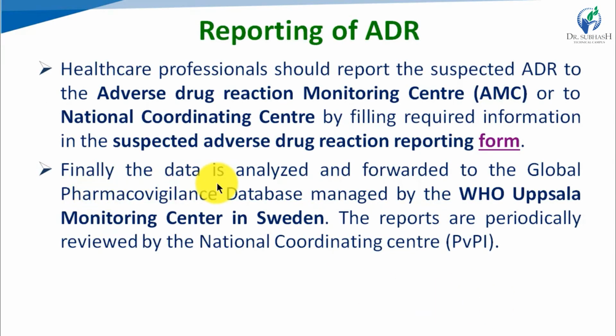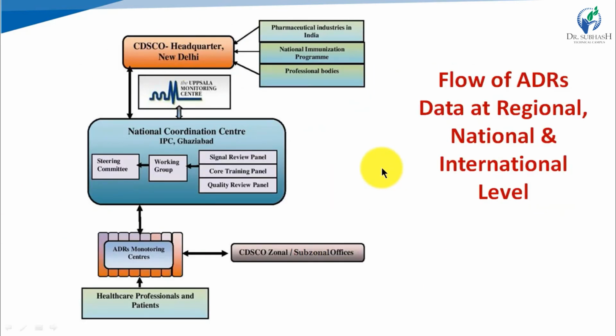Then finally the data is analyzed and forwarded to the global pharmacovigilance database that is managed by the WHO Uppsala Monitoring Center in Sweden. See, there is a monitoring center run by the WHO, situated in Uppsala in Sweden. The reports are periodically reviewed by the National Coordinating Center. The PVPI will review this and accordingly they will give their decision. See, this is the flow of ADR data at the regional, national and international level.